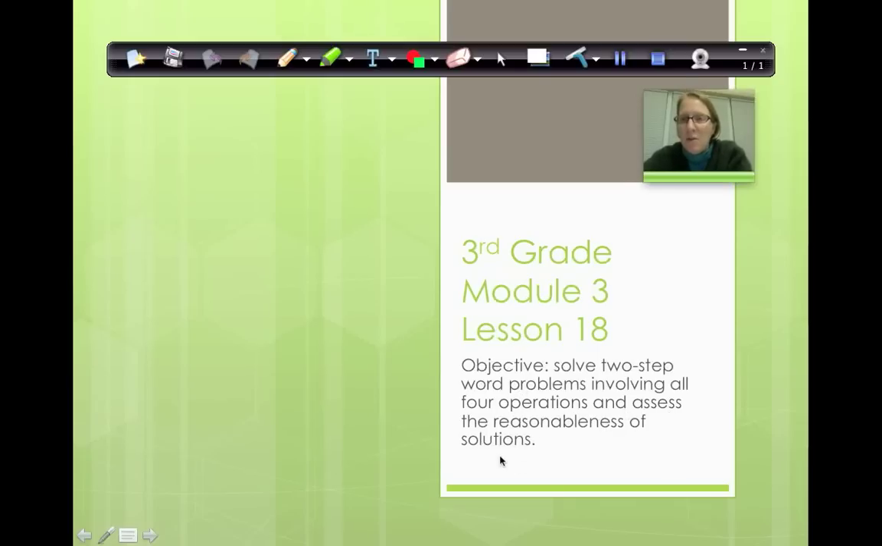So remember, solution is a fancy word for answer. And to assess the reasonableness means that you're going to figure out if the answer makes sense, if it's a good, reasonable answer or if it's way off and doesn't make any sense. And what are operations? The four operations are addition, subtraction, multiplication, and division. So you're going to be doing all four things. Okay?